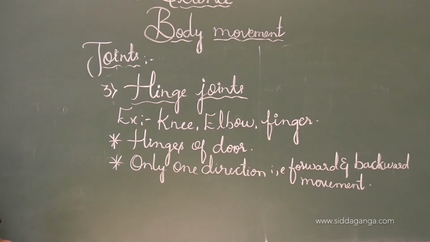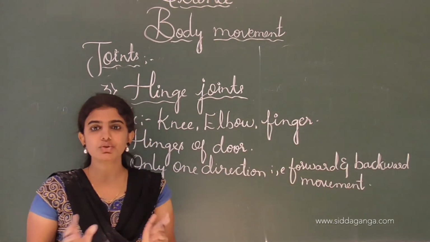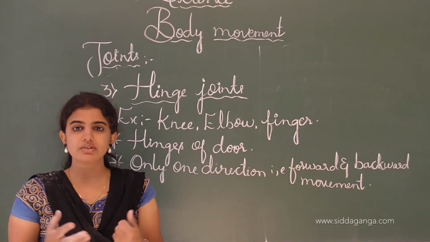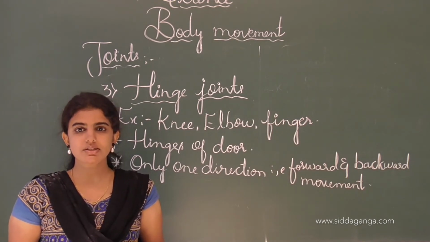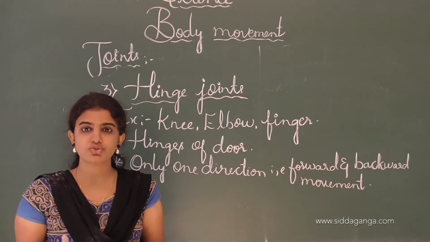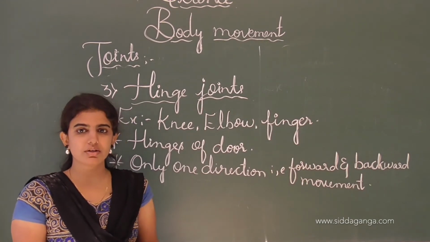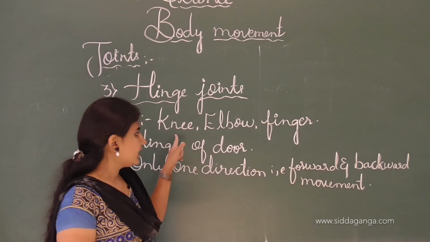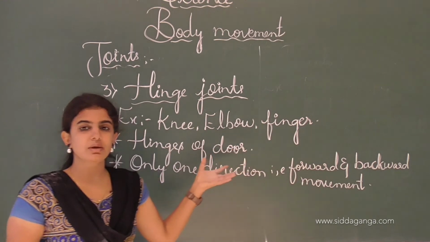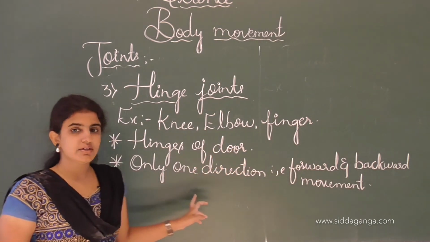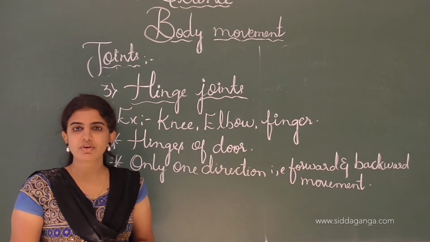See, this is all about the hinge joints, whereas movable joints can be classified into three distinct categories. One is the pivotal joints, ball and socket joints and the hinge joints. Hinge joints are those joints that form the hinges in the body or a particular organ of the body. Examples for the hinge joints are the knee, elbow and the finger. These type of joints allow only one direction, forward as well as backward movement.